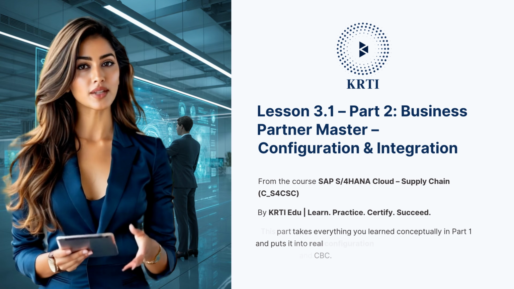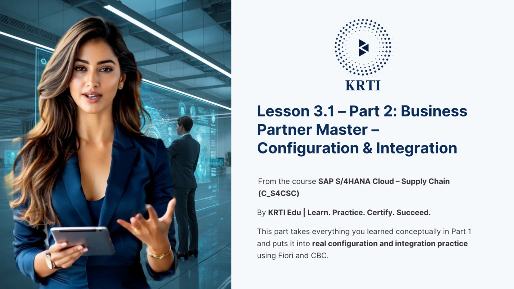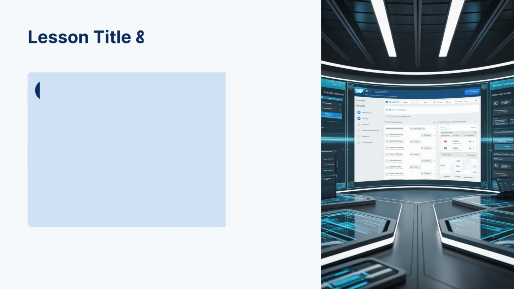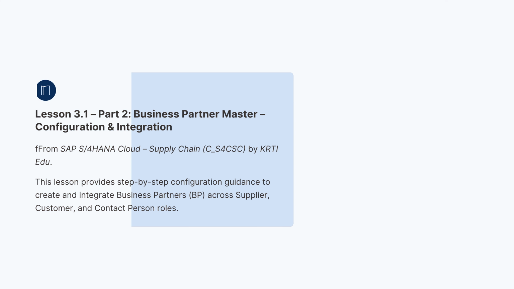Troubleshooting tips: if the BP isn't visible during selection, check CBC scoping and IM authorization. If a purchase order errors, verify the supplier purchasing data segment. For sales issues, ensure sales area assignments exist. The Check BP Consistency app is your go-to diagnostic tool for resolving errors.